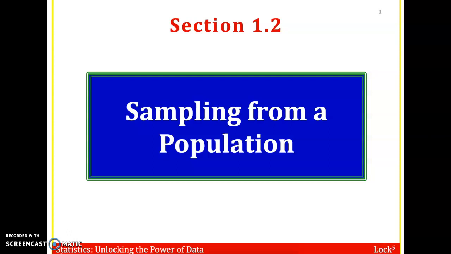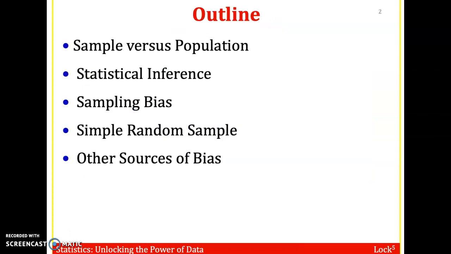In this video, we're going to start looking at chapter 1.2, sampling from a population. So we're going to look at the sample versus a population, what exactly is statistical inference, sampling bias, looking at simple random sample, other sampling techniques, and lastly, other sources of bias. And we'll tackle all these topics in 2 to 3 videos.